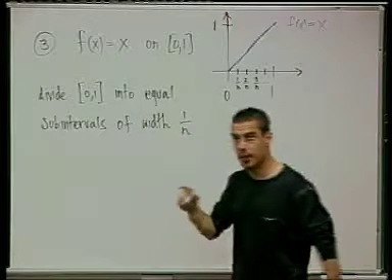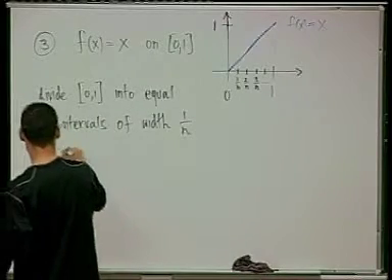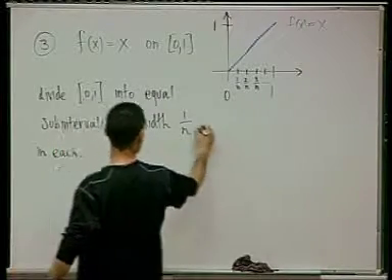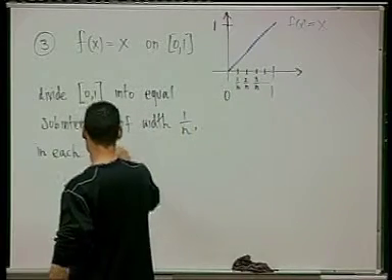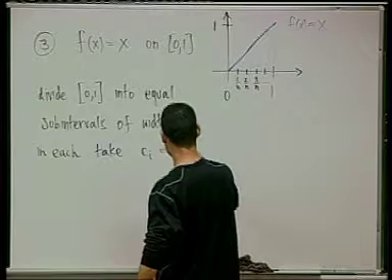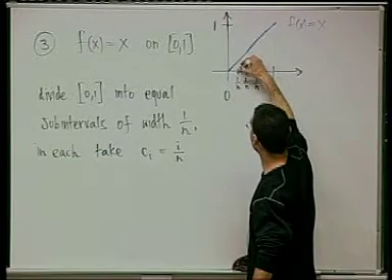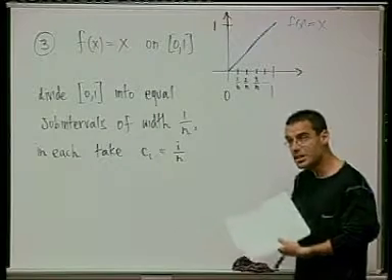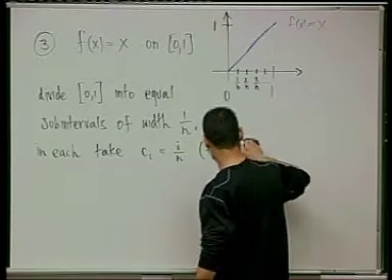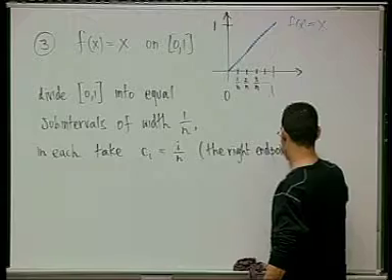Now I have to prescribe the orange points, right? The points where I evaluate the function. So divide into subintervals of width 1 over n, and each take ci to be i over n. So c1 is 1 over n. This is the first interval. C1 is 1 over n. So I'm just taking the right endpoints of each subinterval. The right endpoint of each subinterval.